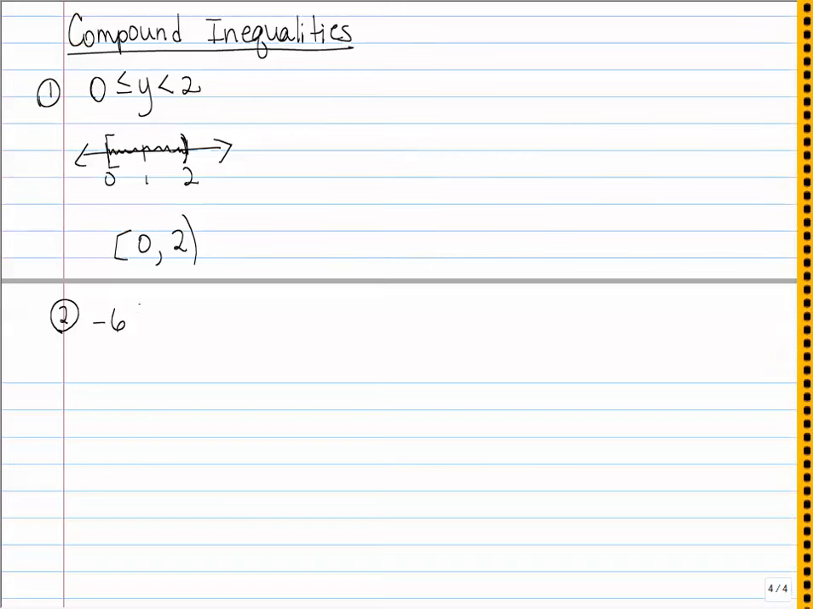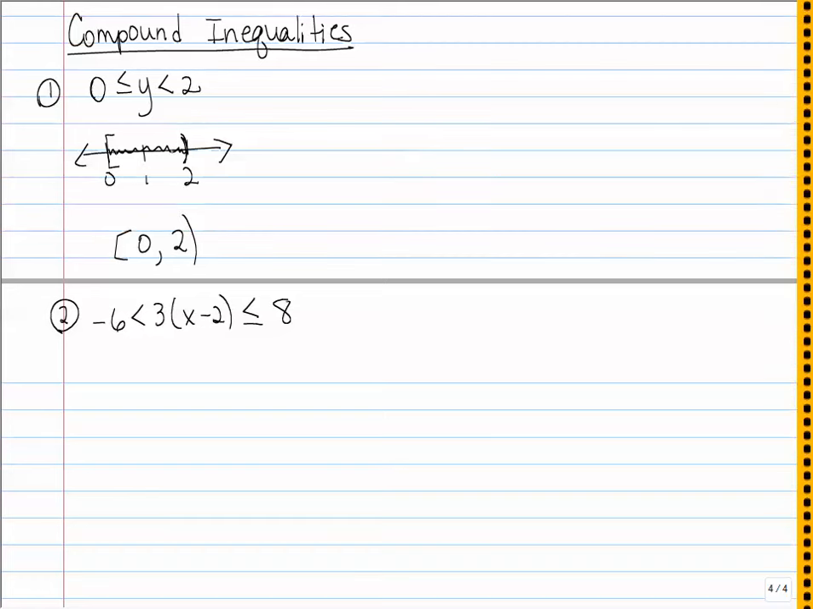All right, negative 6 is less than 3 times x minus 2 is less than or equal to 8. So this is another one. It's not already solved for us, though. We're going to have to solve this one first, and then we're going to graph it and put it in interval notation.